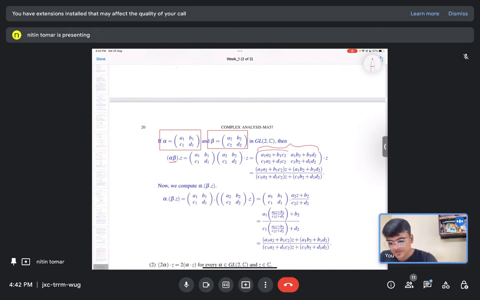So this first coefficient is A1 A2 plus B1 C2. So multiply it with Z and the second as it is. So this is just computational.